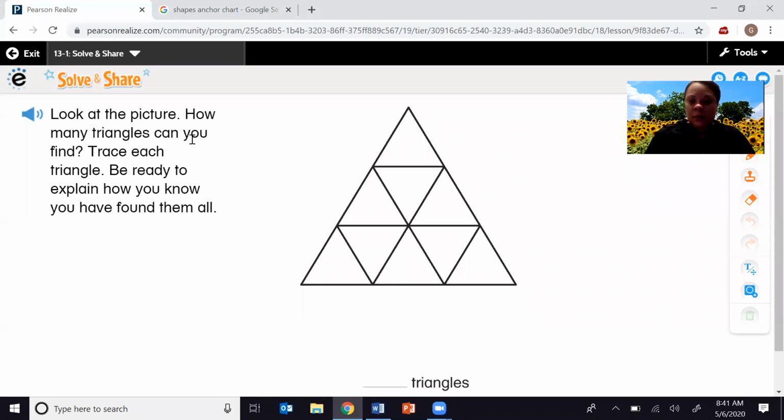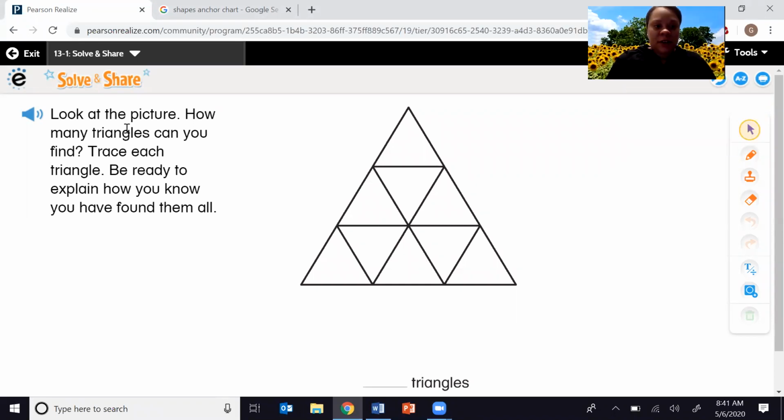All right, so we're going to start with today's solve and share. It says, look at the picture. How many triangles can you find? Trace each triangle. Be ready to explain how you know you have found them all. I'm going to do some really deep thinking here, guys. Let's see. How many triangles can I find? So, what am I doing exactly?